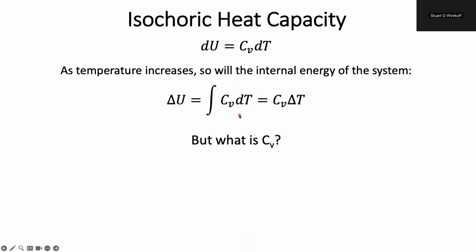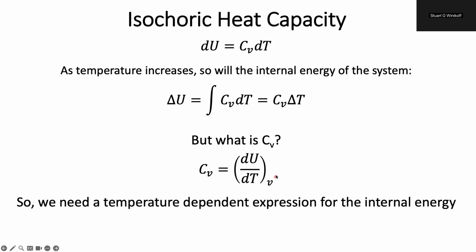So again, what is this C_V? Now we have the classic calculus circular logic. The isochoric heat capacity is just going to literally be how much the internal energy changes with respect to temperature under constant volume. Of course it does. But what we need is going to be a temperature dependent expression for the internal energy. Because if I know how the internal energy changes with temperature, then I can just simply take the derivative to get my heat capacity.